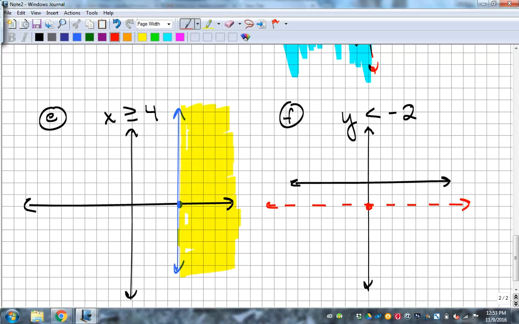Now it says y's are less than negative 2. Is 0 less than negative 2? No, it's greater than, so we'd shade the bottom half of that. Think about it, the y values that are below negative 2 are less than that, so below would mean down. That's what the shading does there.